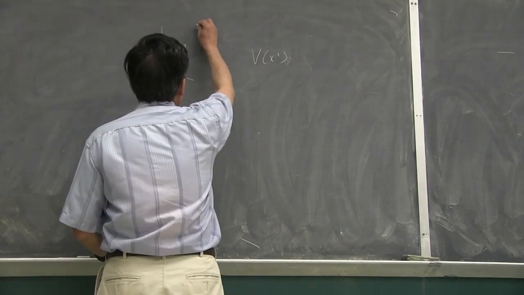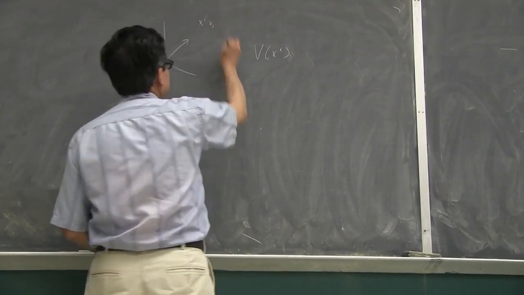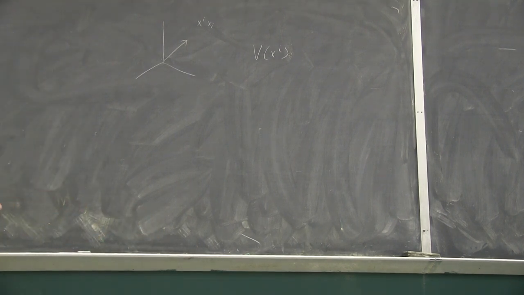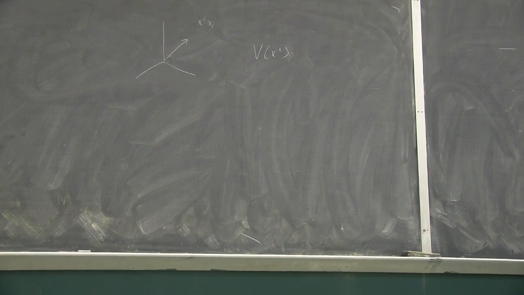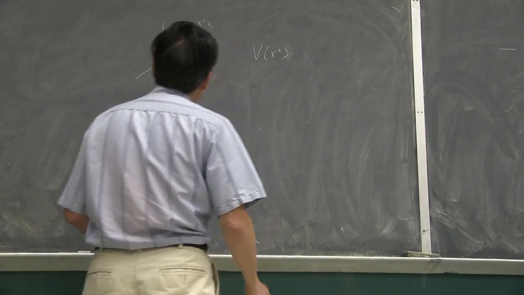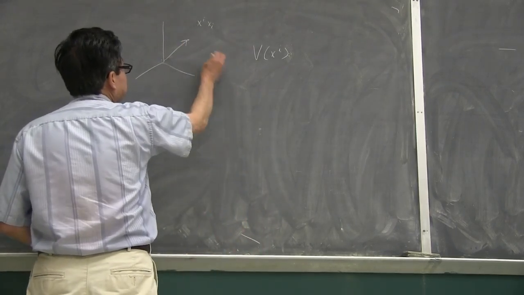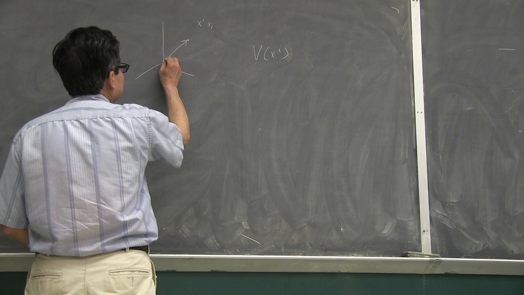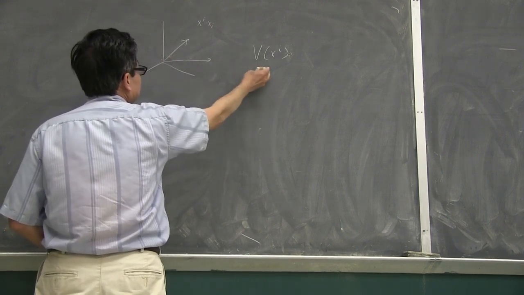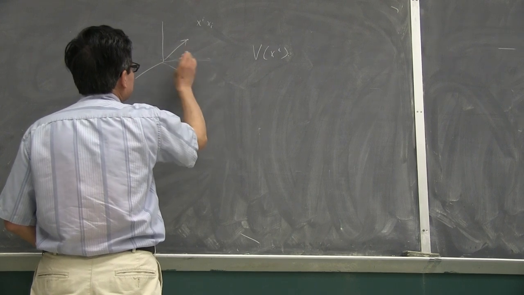The length is given by xi xi. Recall that it's just x dotted with itself, summed over i: x1 squared plus x2 squared plus x3 squared. At this point, the potential would have a certain value. At another point, the potential would have a different value, and so on and so forth.